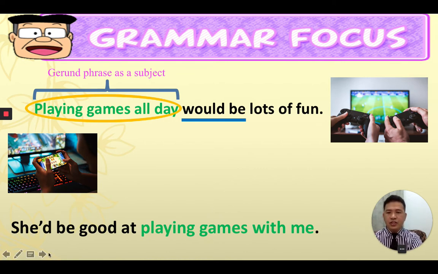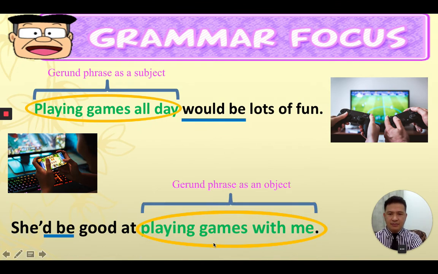Example: she'd be good at playing games with me. This one acts as gerund as an object. And we have here would be, or she would be.